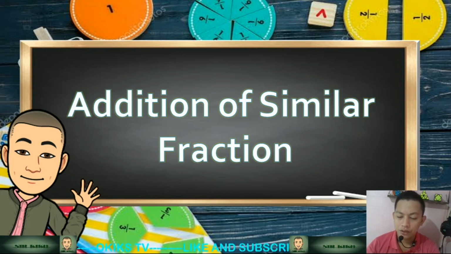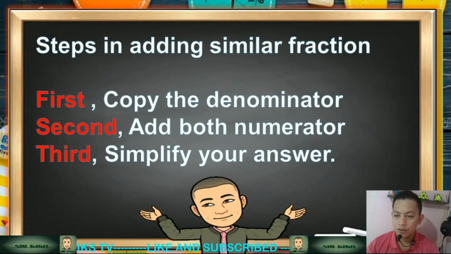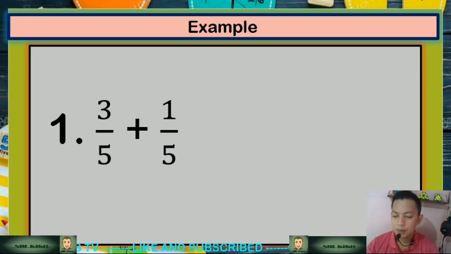Similar fractions are a set of fractions with the same denominator. So let's try to solve this one. Here are the steps in adding similar fractions. First, you're going to copy the denominator. Second, you just add both numerators. And third, you're going to simplify your answer. So let's try example number 1.